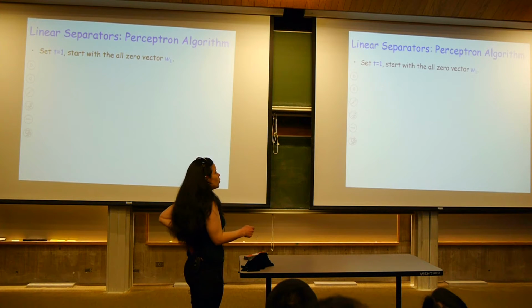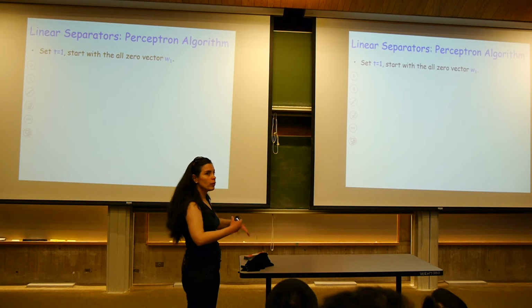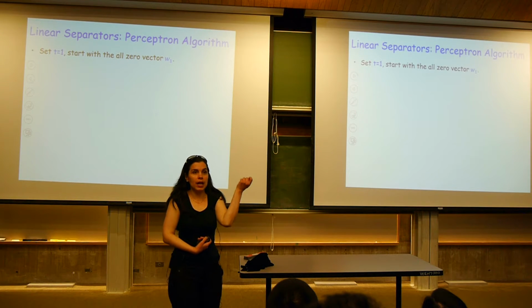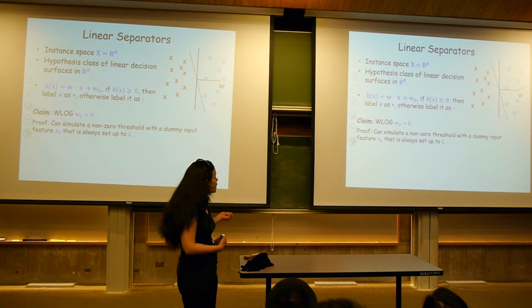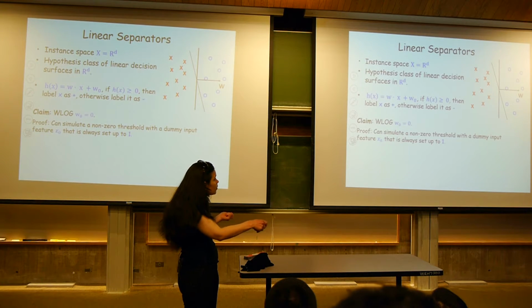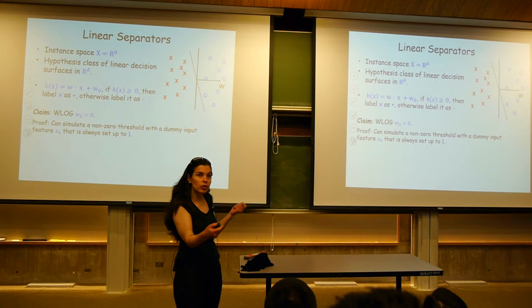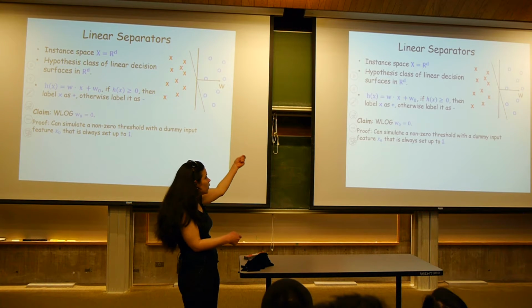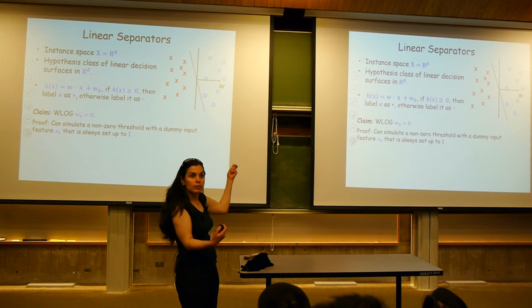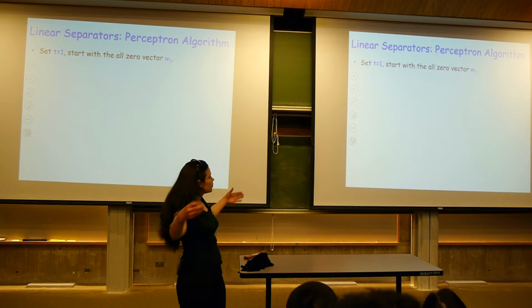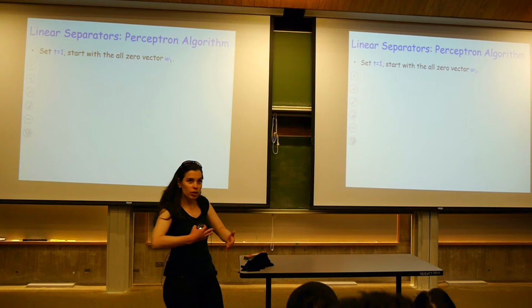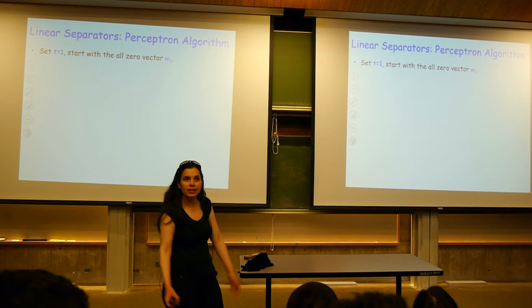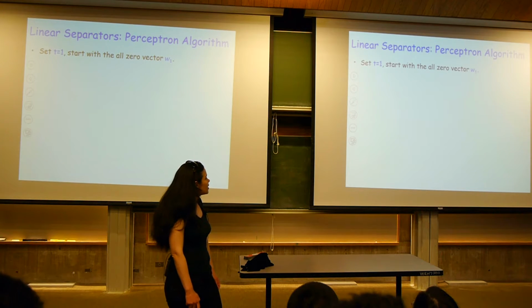Initially, to describe my separator, all I have to describe is the normal vector. When we go back to my picture, this is my separator and this is a normal vector. If the separator goes through the origin, then the only thing I need to tell you is the normal vector. So here's the algorithm. We're going to start, so our original guess for the normal vector is all 0. Okay, now we go around.